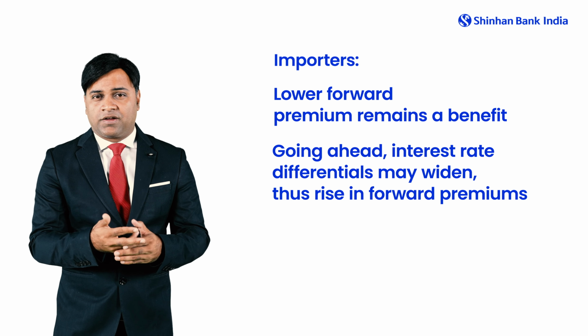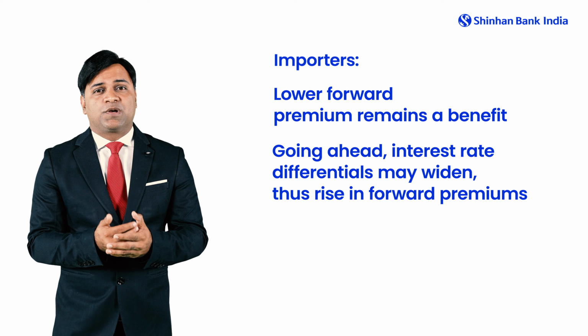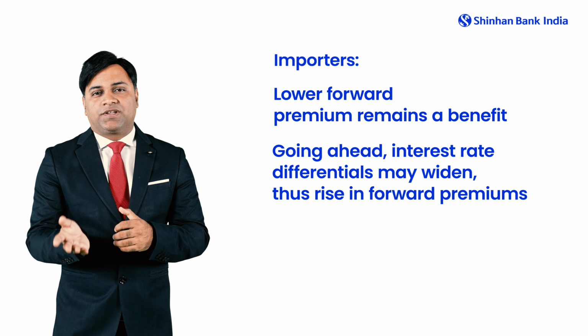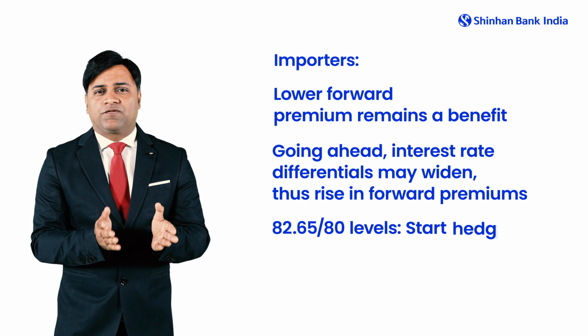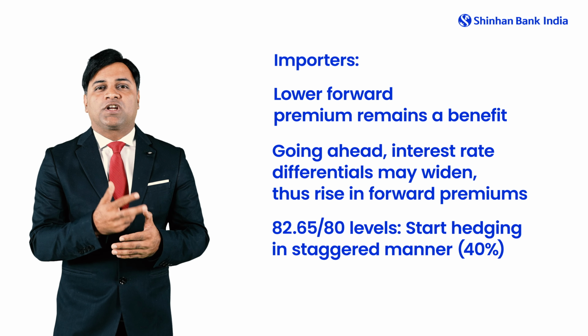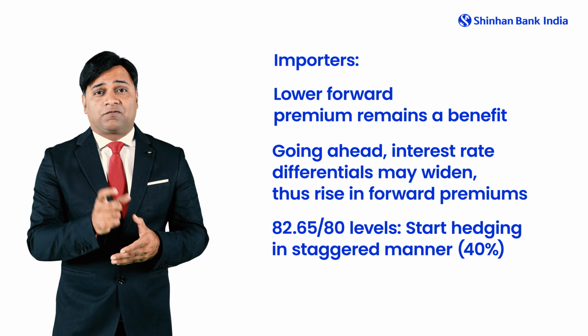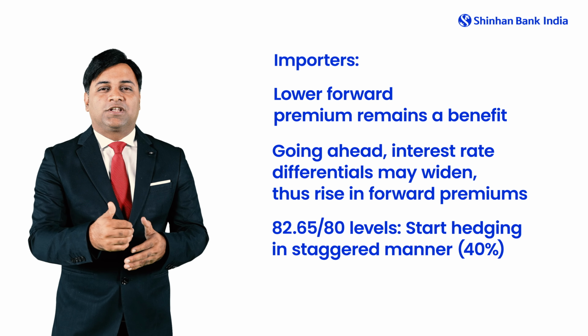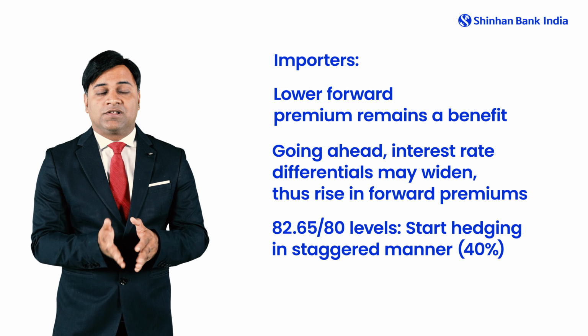which pushes the interest rate differential higher. So for importers, the market has been kind enough that it has been giving opportunities on both sides. We have seen levels below 83, so 82.65 to 82.80 is a very good zone for importers to hedge 40% of the exposure and get their lower forward premiums in place. So for the near 3 months, they can be covered near 83 levels itself.